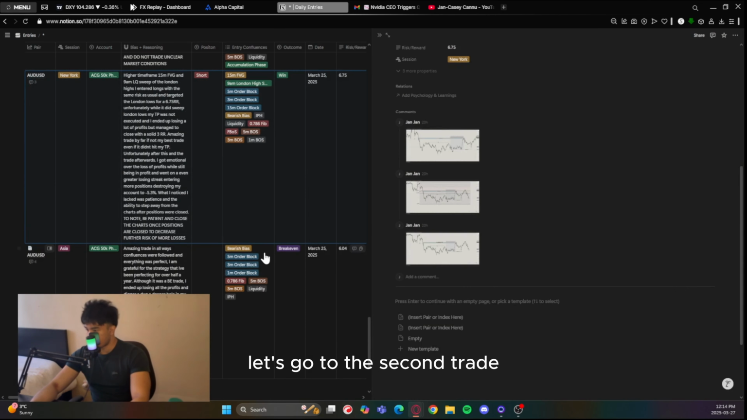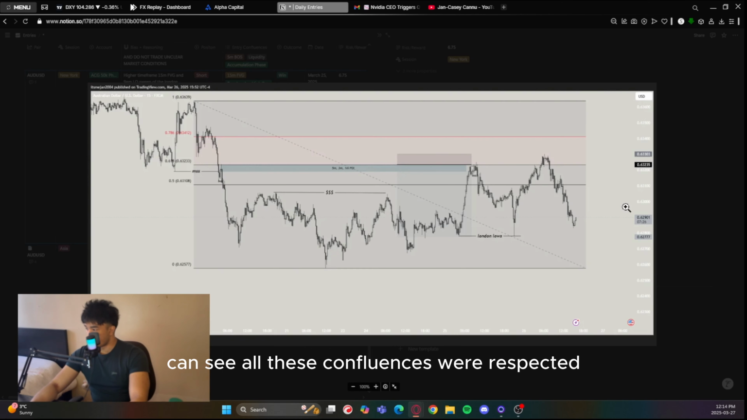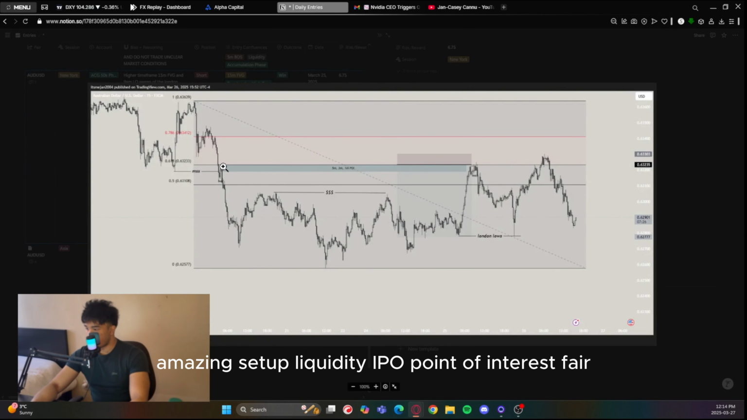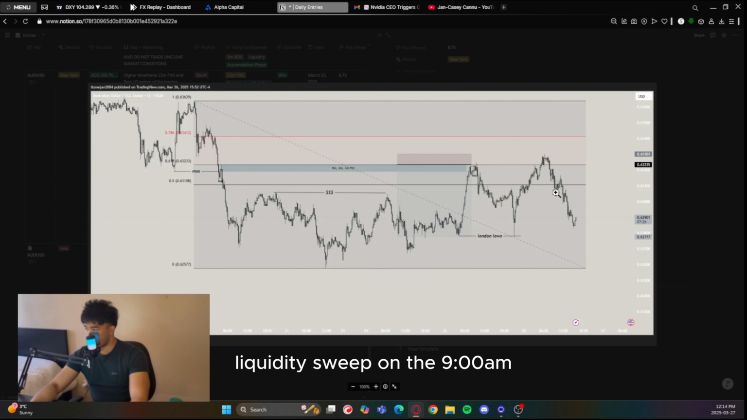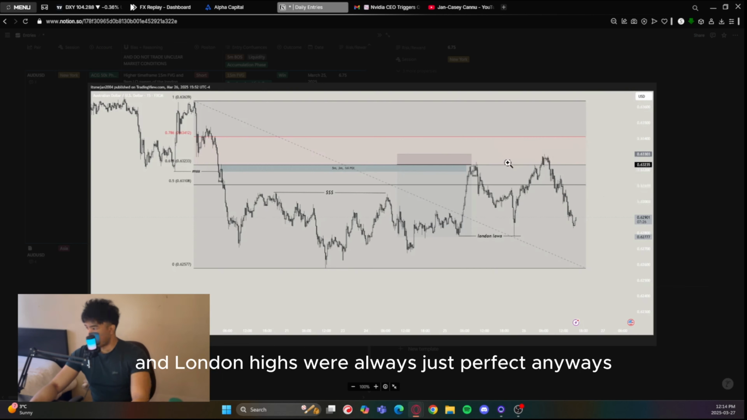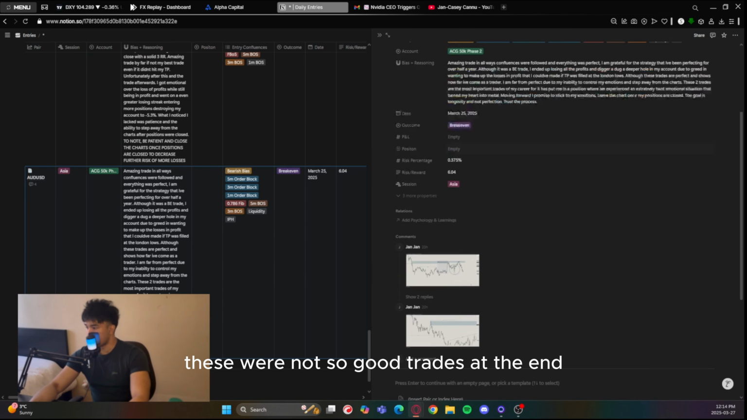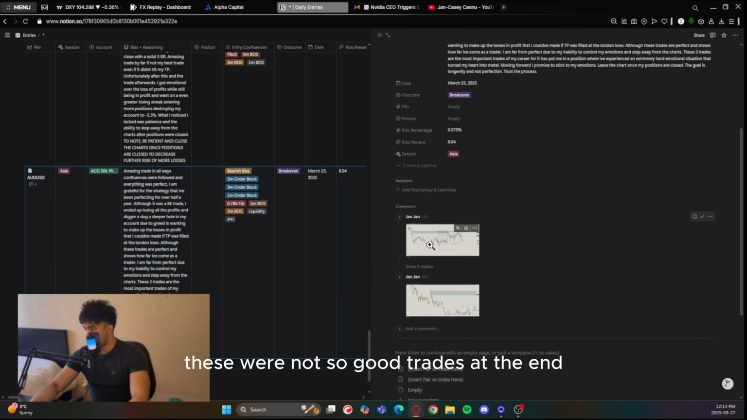Let's go to the second trade. But again, for my first trade, you can see all these confluences were respected. Amazing setup: liquidity, IPL, point of interest, fair value gaps, you have everything. Liquidity sweep on the 9 a.m. and London highs. Bro, it was just perfect. Anyways, for the second one, I'll go into the reasons why these were not so good trades at the end.